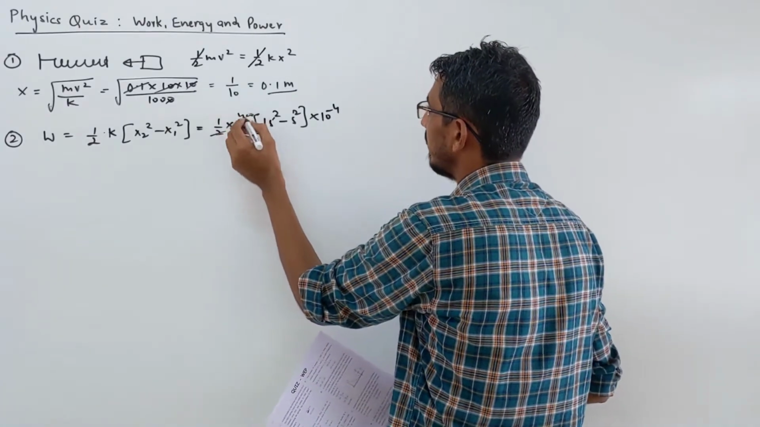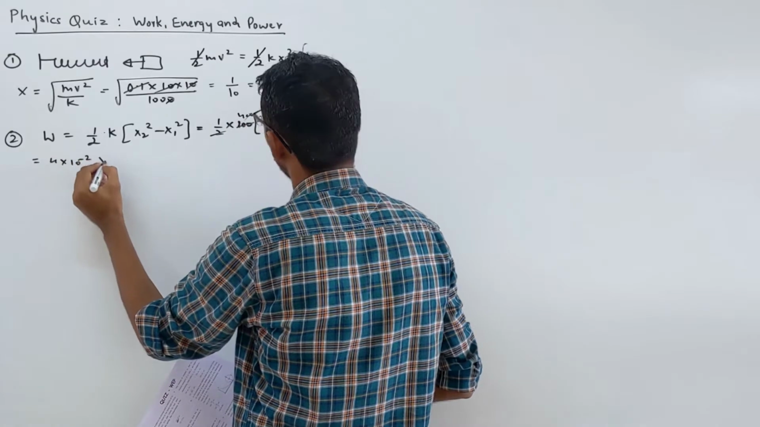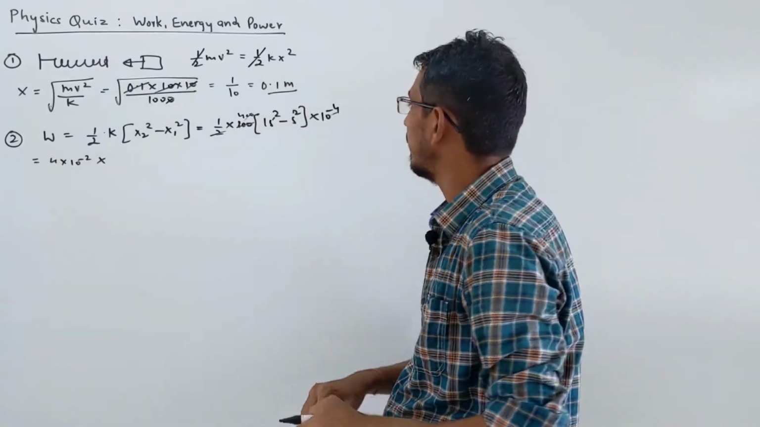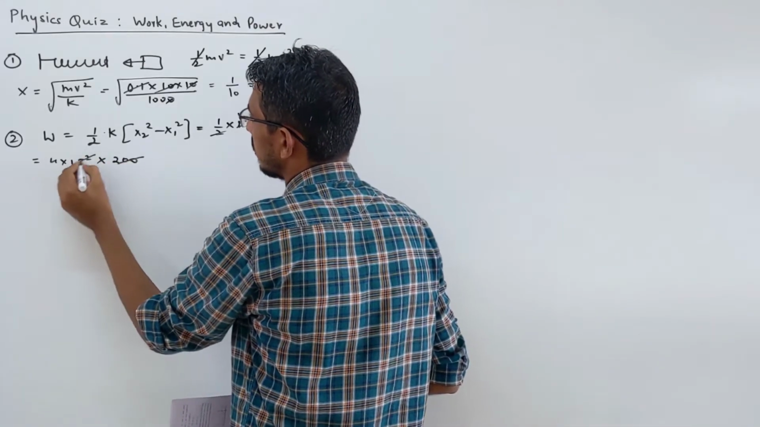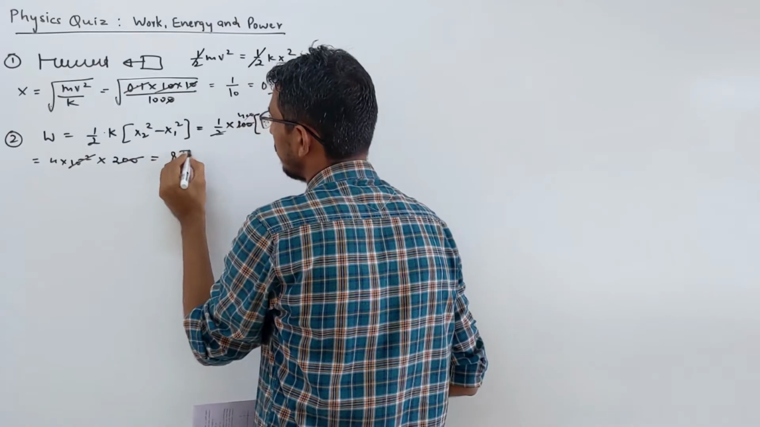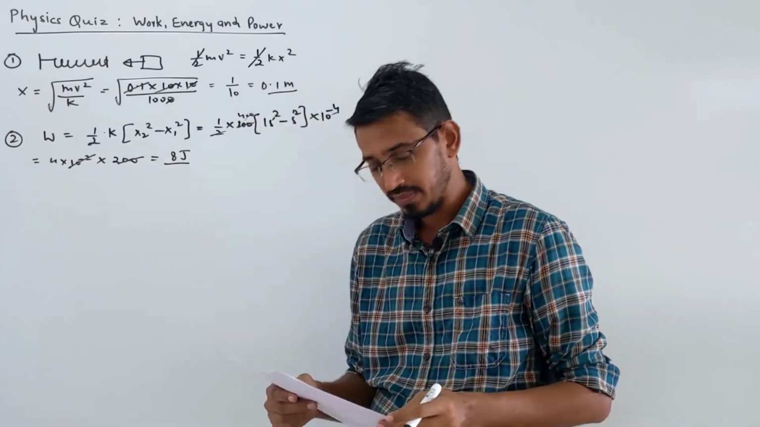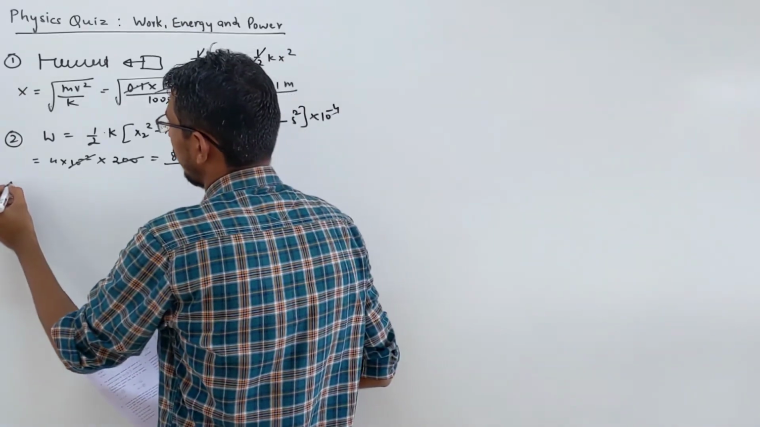This becomes 400. 2 zeros go here. So we are getting simply 4 into 10 power minus 2, and now this one, 15 square is 225, right? And 5 square is 25. So this becomes 200. It means 2 zeros go from here. So we are getting 8 joule as the work done. That's matching with your second option again, right? So no confusion in this problem. It's very simple.